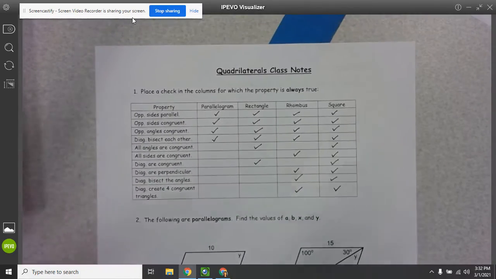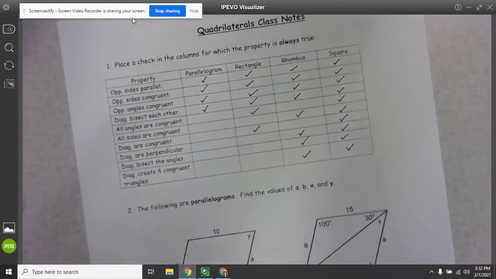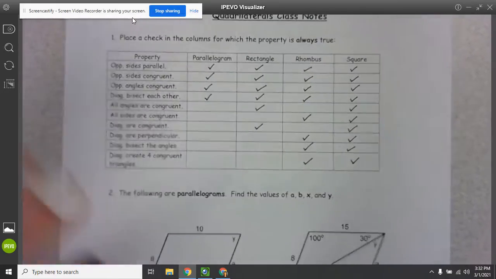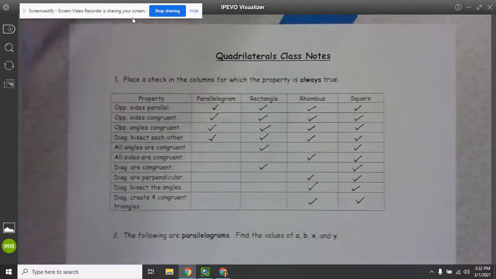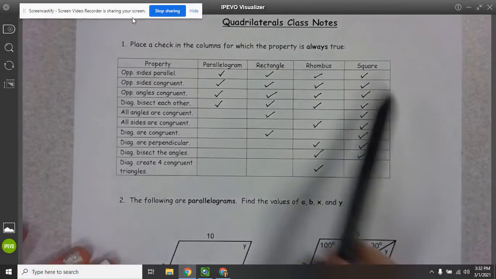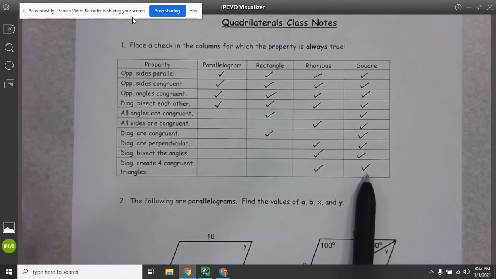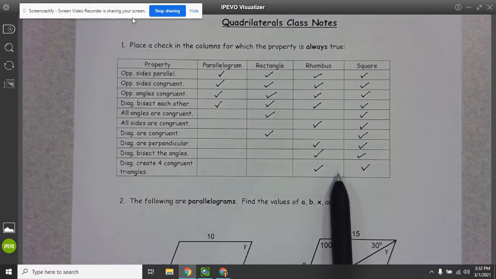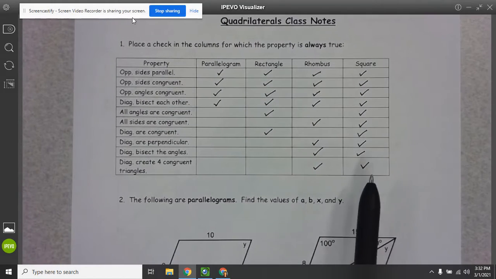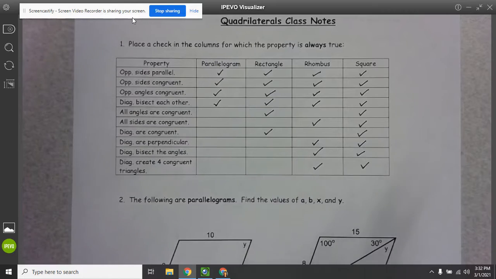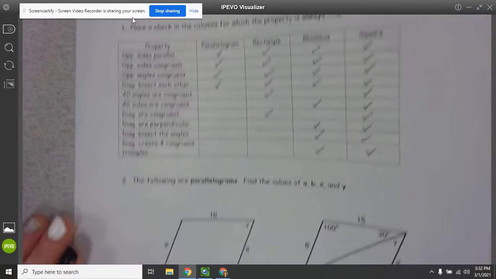So taking those notes, and let me zoom in a little bit, taking our information and checking off what they follow. A square obviously is all of these. A rhombus is super close to a square. It's just smushed a little bit. But we're going to use these pieces of information to answer the rest of these questions.